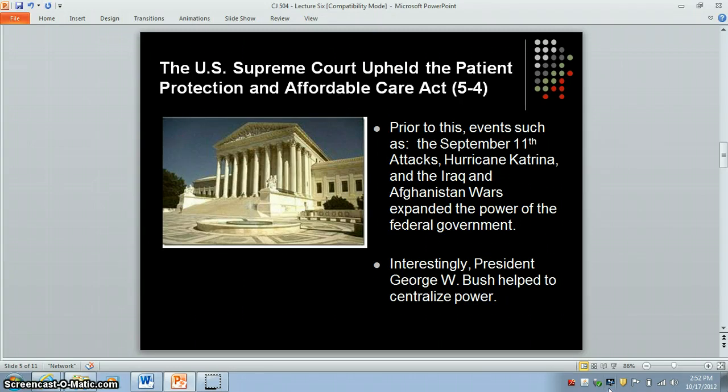Ironically, the 5-4 decision was written by Chief Justice Roberts, who is considered to be one of the conservative justices on the court. This prompted many scholars to ask the question, why in the world would a conservative justice who seemed to favor states' rights vote in a manner which would greatly expand the power of the federal government?